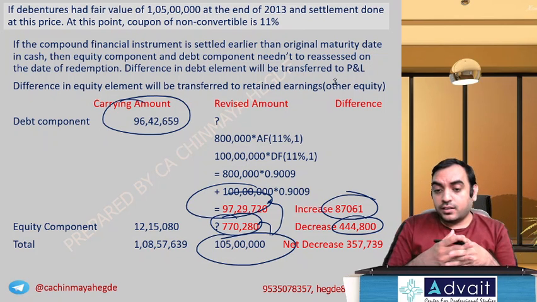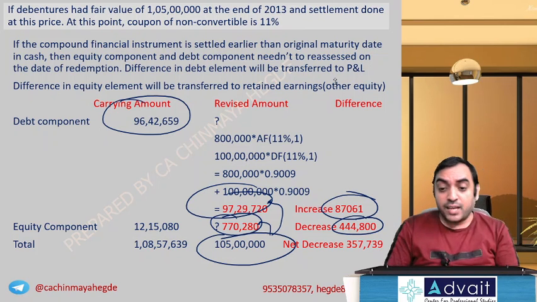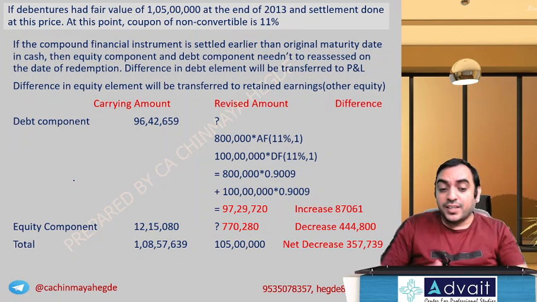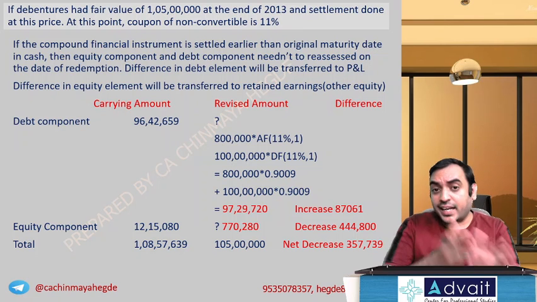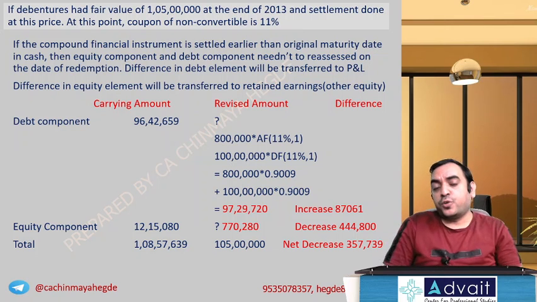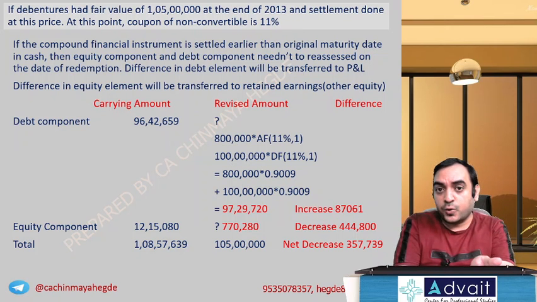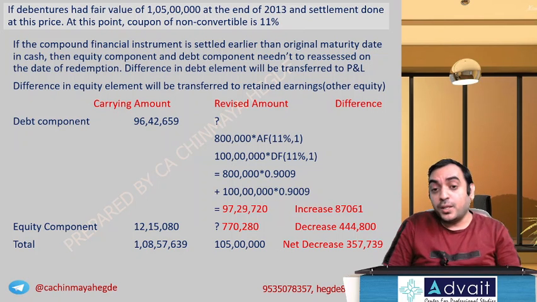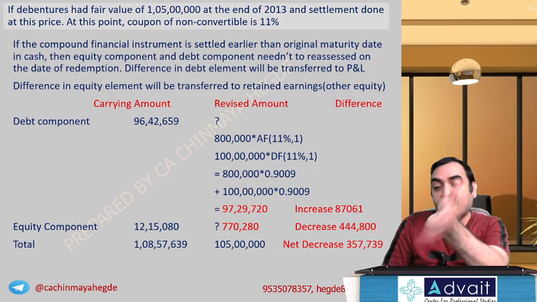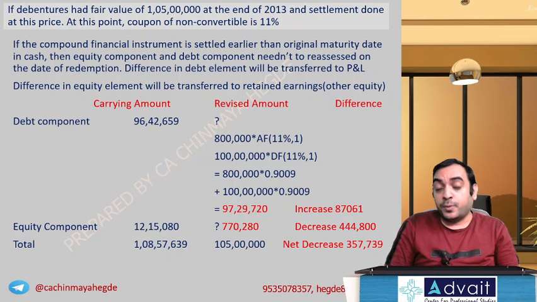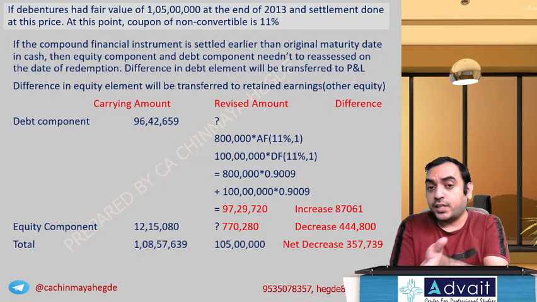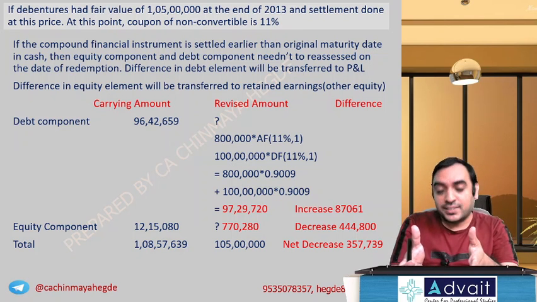Can it be settled in shares prematurely? It can be settled. We are going to follow the same process. Revise the debt component, revise the equity component. The debt component revision will be transferred to P&L. Equity component revision will be transferred to retained earnings. If it is settled in equity shares, ultimately the equity component will be transferred to security premium. The excess portion will go to retained earnings. If they settle in shares prematurely, of course, both parties should agree. Whether prematurely in cash or in shares, both parties should agree. But the process remains the same.